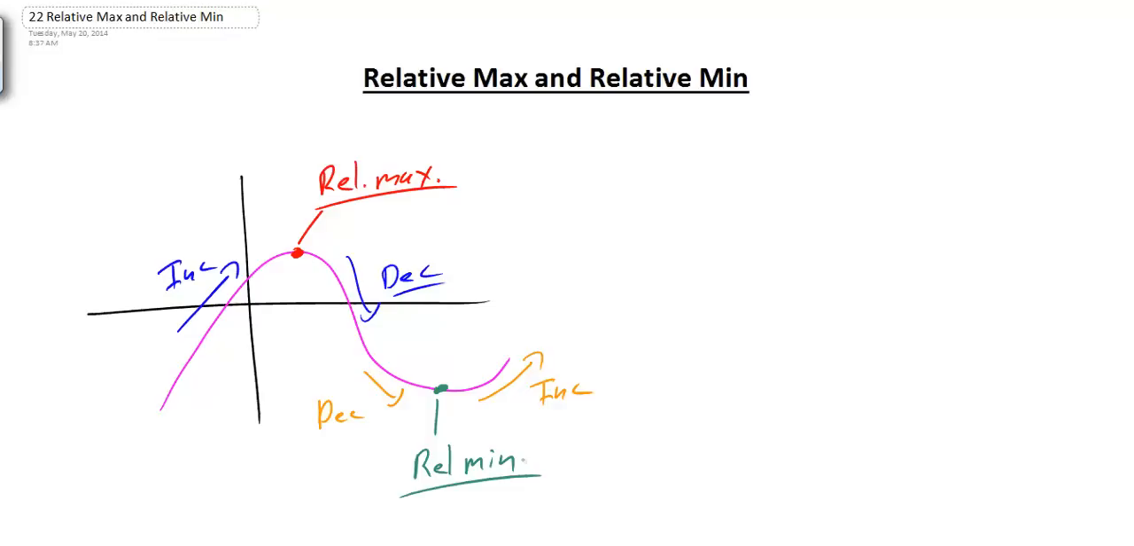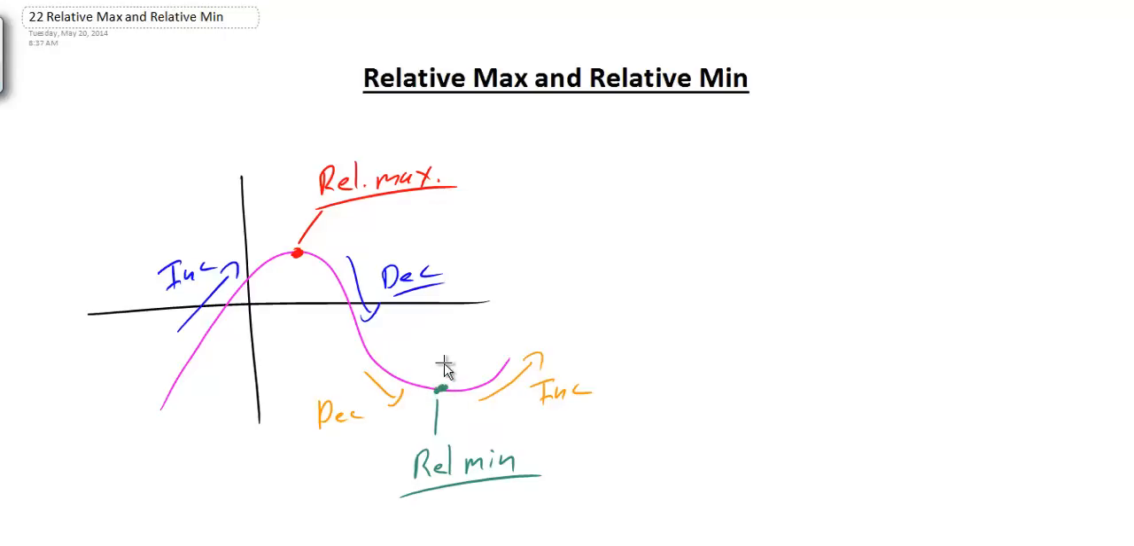So your graph may or may not have a relative max or relative min, and your graph could have multiple relative maximum and relative minimum points. But all that you're looking at is when your graph goes increasing and decreasing, that point where it changes direction, you would have a relative maximum, and then where your graph changes from decreasing to increasing, that point there would be your relative minimum.